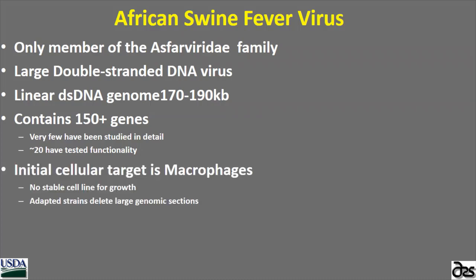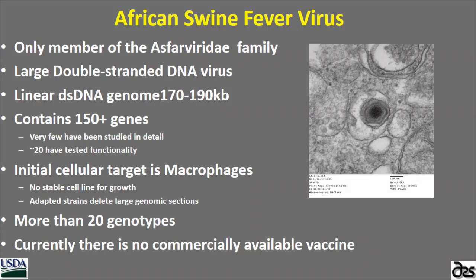The initial cellular target is macrophages. There's so far no stable cell line for growth. When you adapt African swine fever to cell lines, you get very large genomic deletions. And there's at least 20 different genotypes. And here's just a nice EM picture that was taken at Plum Island showing the double membranes of African swine fever. And currently there is no commercially available vaccine.